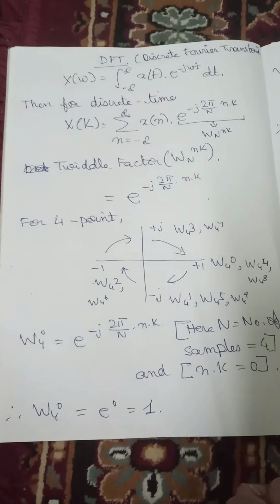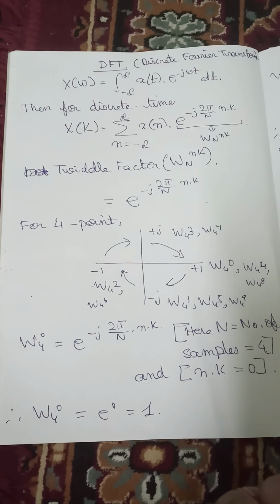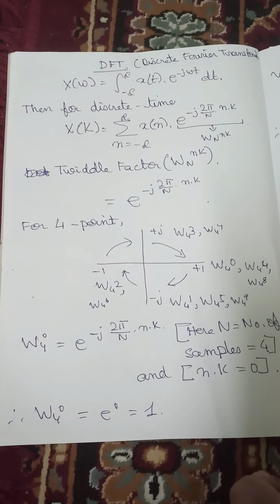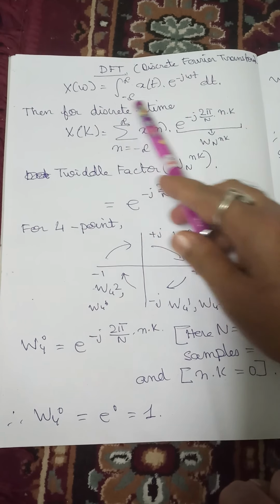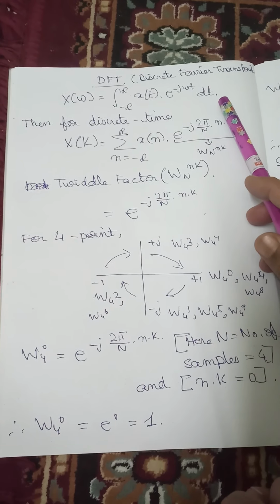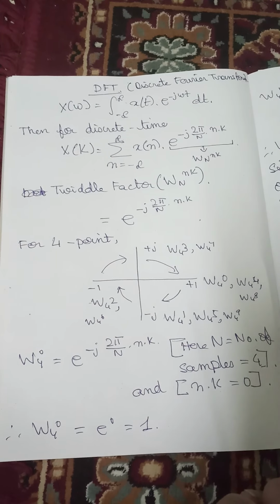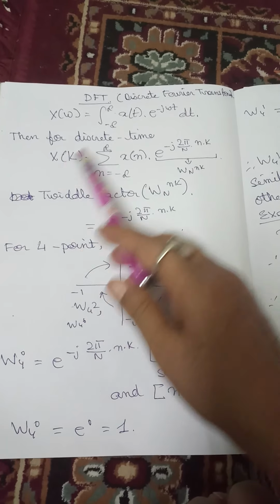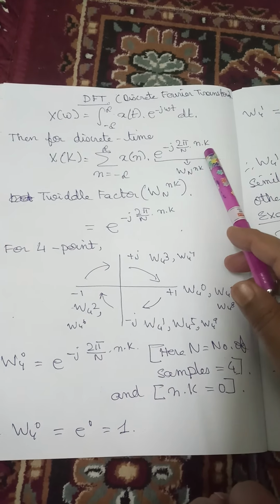Dear students, we start a very important module today, the discrete Fourier transform. You know that the Fourier transform for a continuous time signal is given by this expression. For a discrete time signal, when the signal becomes discrete, it can be represented by this equation.